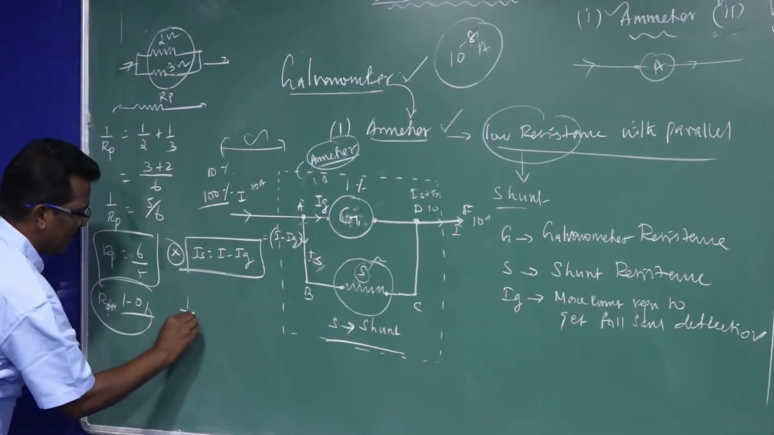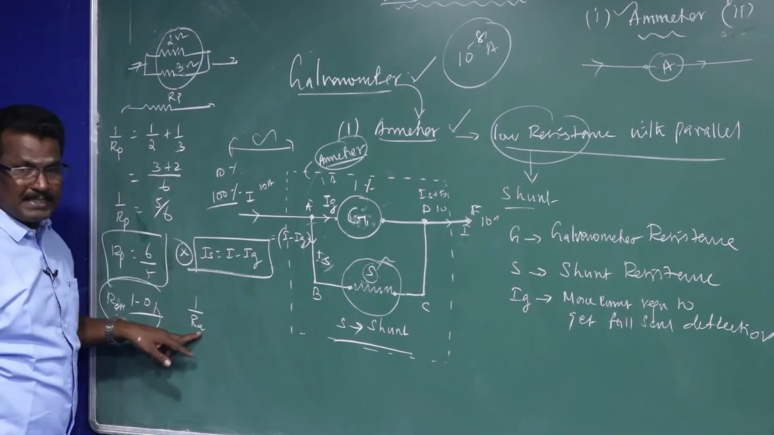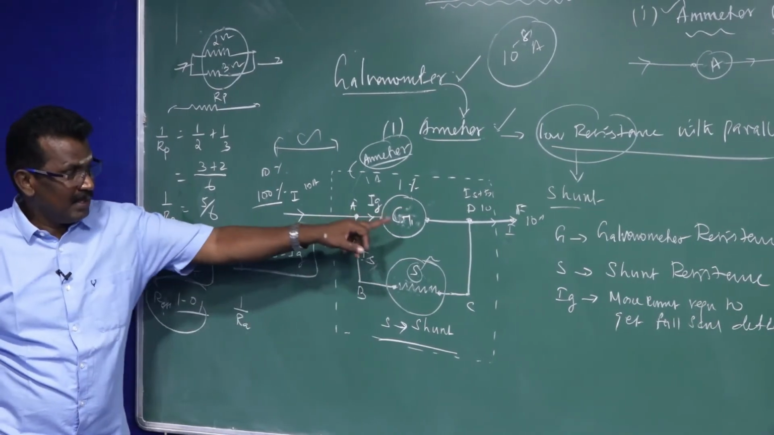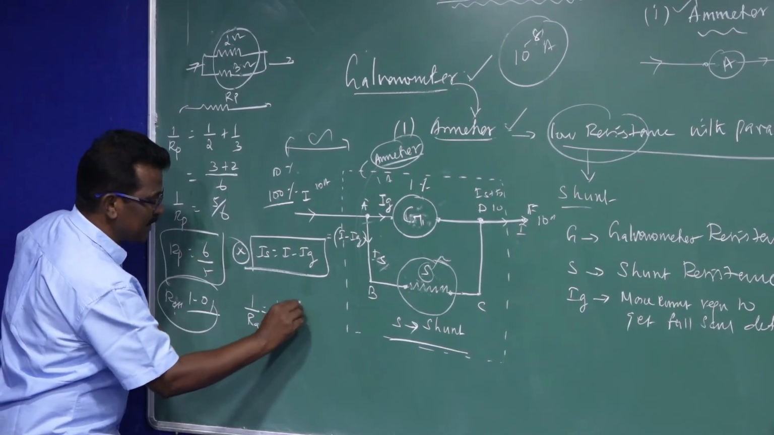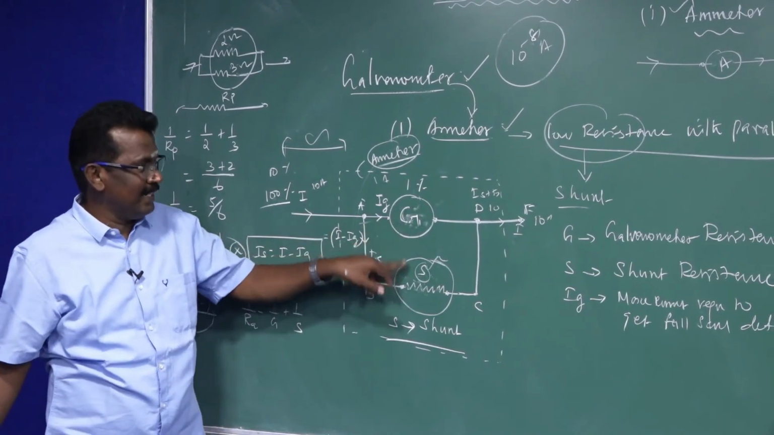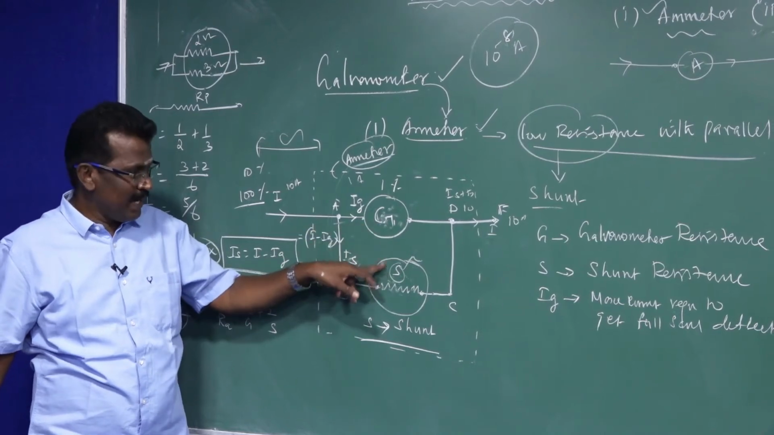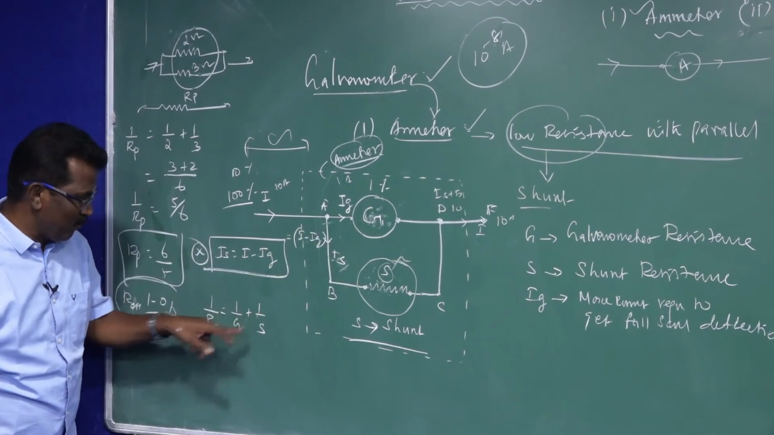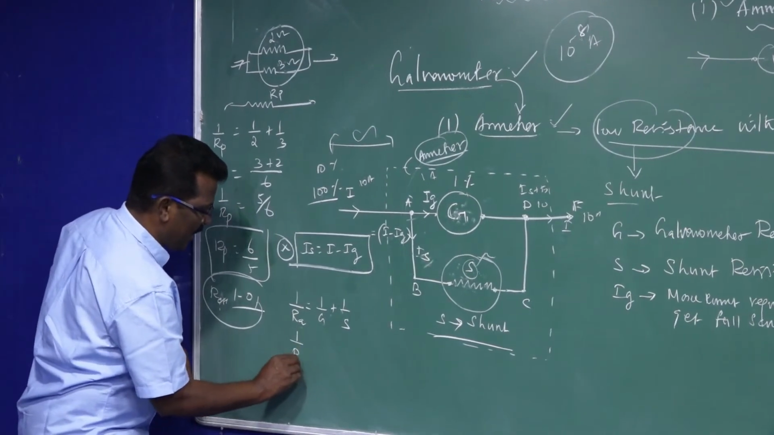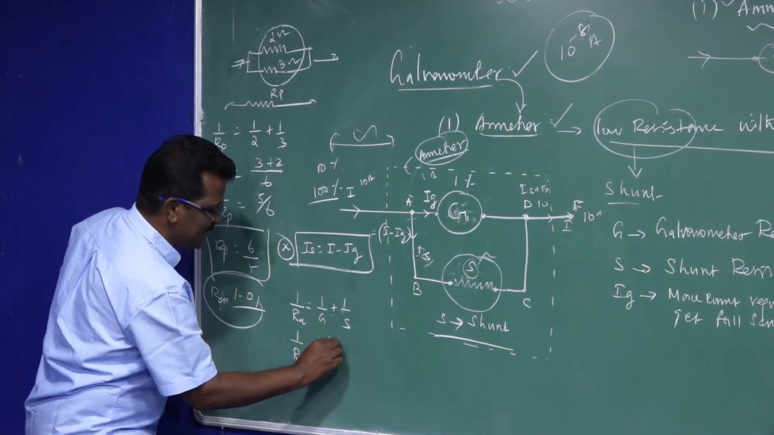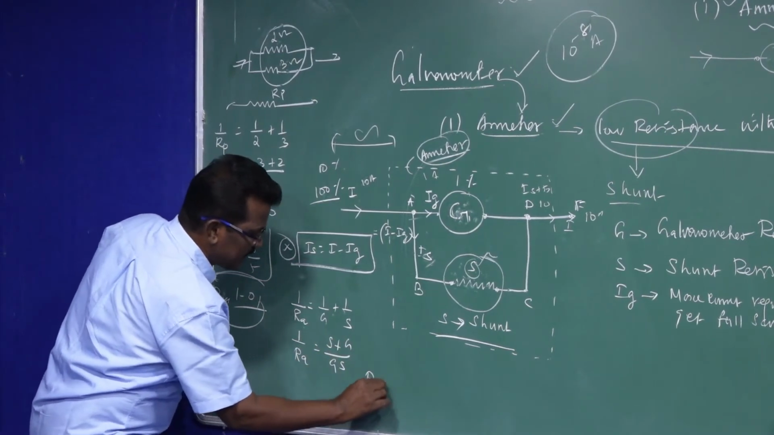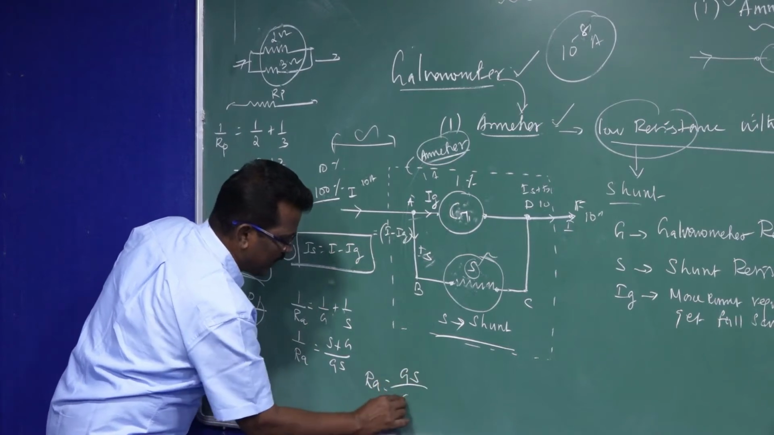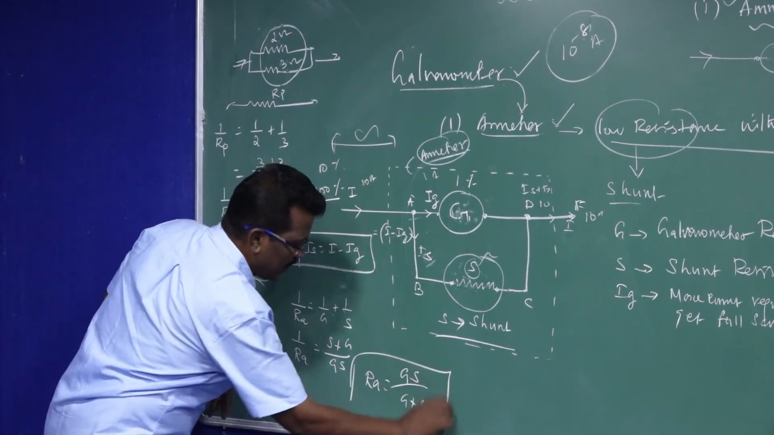1 by RA, where RA represents the effective resistance of the ammeter, is equal to 1 by G plus 1 by S, since the connection is parallel. So 1 by RA is equal to S plus G divided by GS. So RA is equal to GS divided by G plus S.